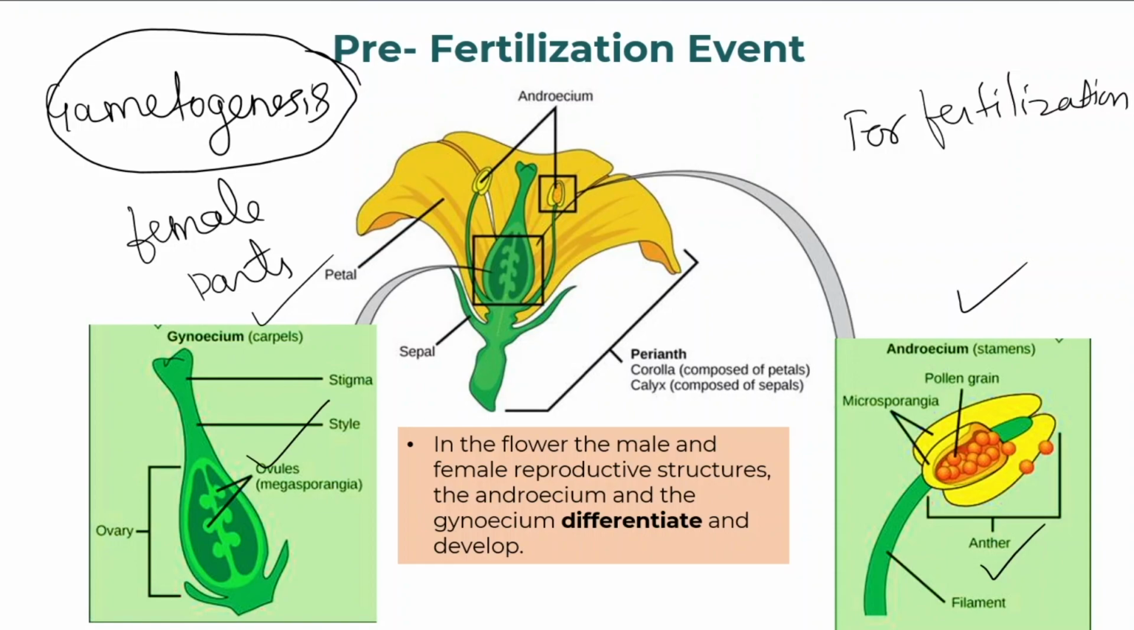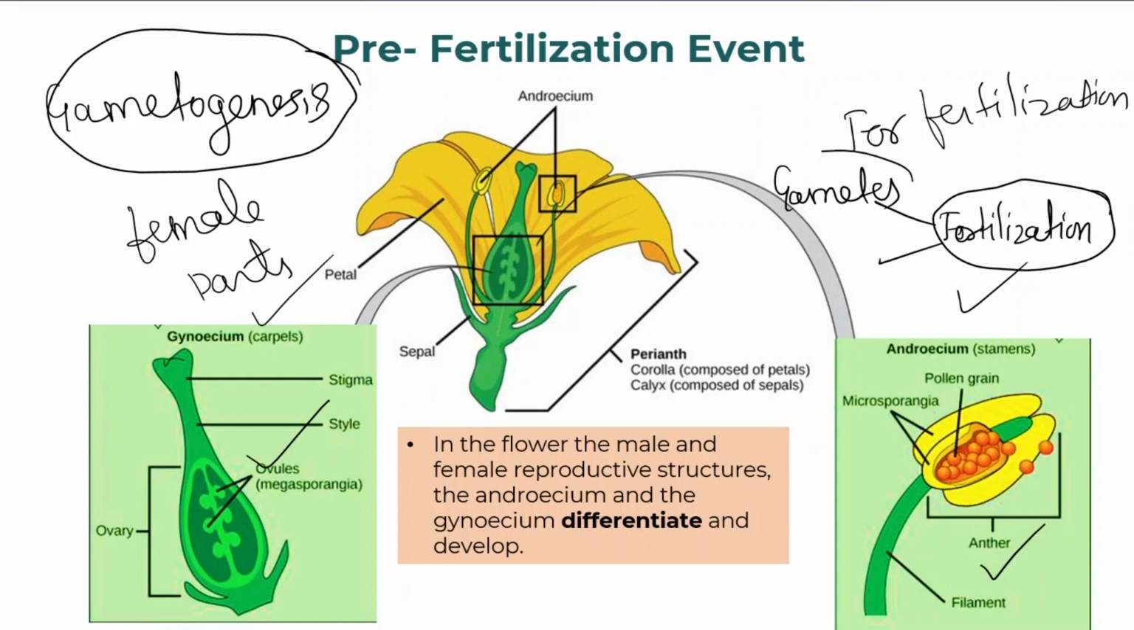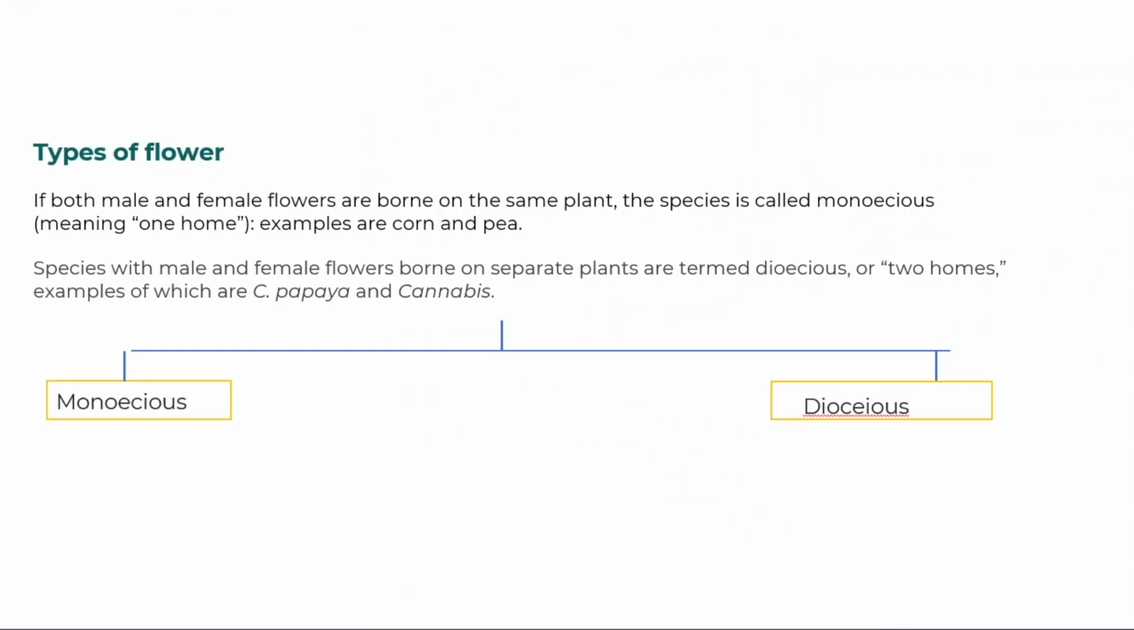Because after they get mature, the next step is the fertilization event. So for fertilization to occur, we need gametes, female gametes. And for gametes, we need the process of gametogenesis. So this is what the pre-fertilization event means, having a female part or an androecium, a male part. Now, this part is also important. This is the last slide we are going to discuss, and after that, I have an MCQ for you all.